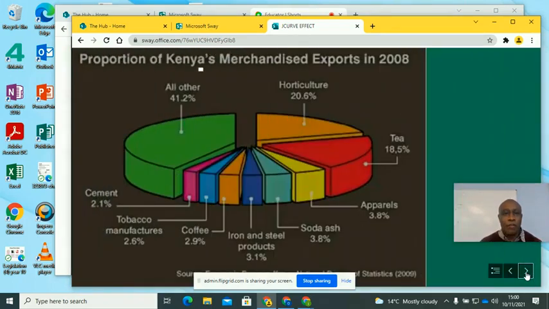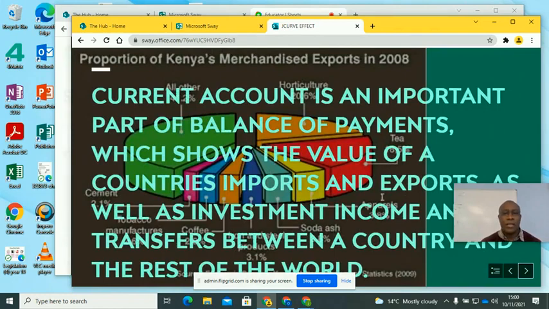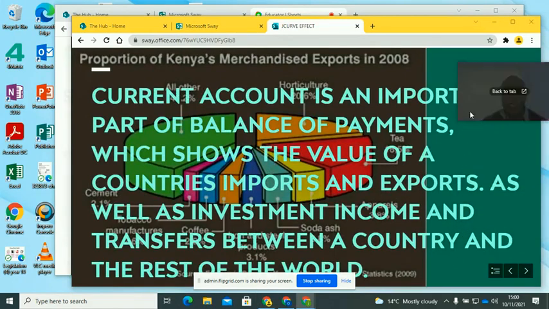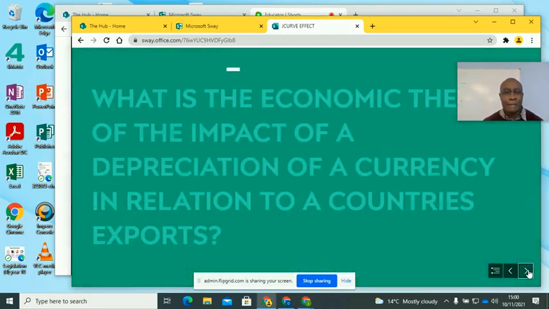And in terms of what a current account is, a current account is an important part of the balance of payments, which shows the value of countries' imports and exports, as well as investment income and transfers between a country and the rest of the world. Okay, so hopefully you know that. If you don't know it, you need to go back over the basic information before you proceed to the J curve. Okay, so let's carry on with this now.